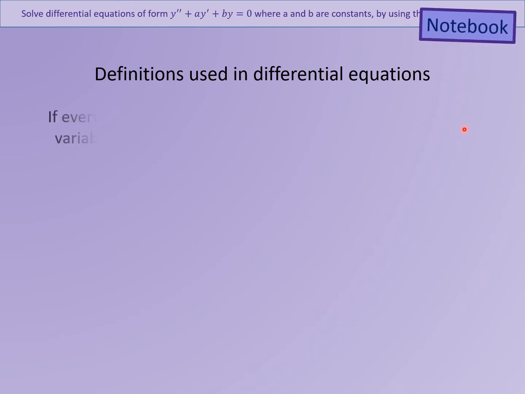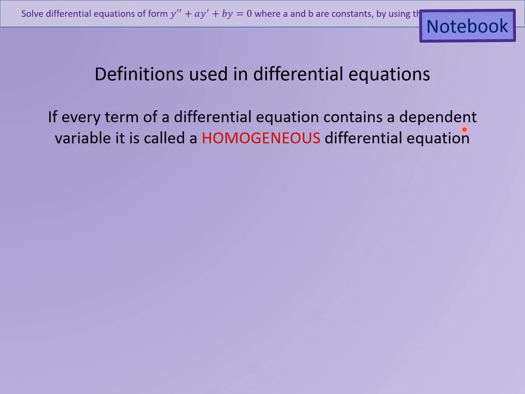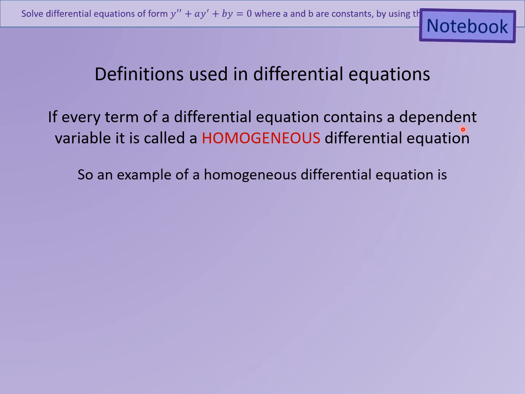Okay, so the key language we're looking at is the word homogeneous. If every term of a differential equation contains the dependent variable, it's called a homogeneous differential equation. I'll show you an example of that. It makes more sense from an example. So an example that we could use is one like this.